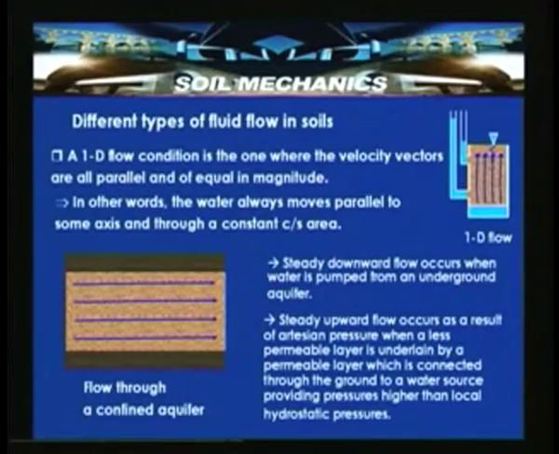In this particular picture, the flow is occurring through a sand layer between two impermeable layers. This can again be said to be a one dimensional flow, not necessarily in the vertical direction. It can be because of any confined aquifer condition which is prevailing, and which can also have a one dimensional flow. Now, another type of flow we mentioned is two dimensional flow.